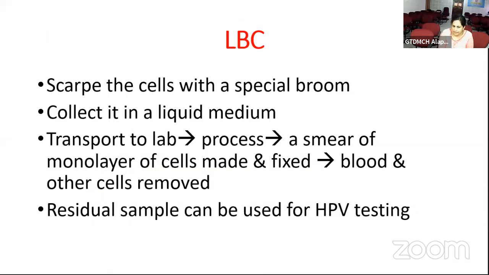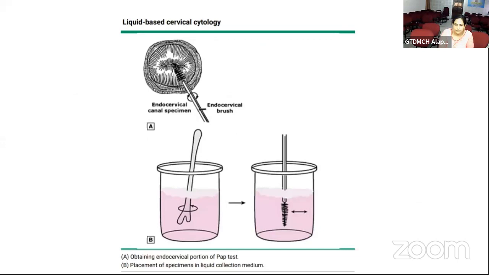Liquid-based cytology: scrape the cells with a spiral probe, collect it in a liquid medium, transport to the lab, process, a smear of monolayer cells is made and fixed, and blood and other cells are removed. The residual sample can be used for human papillomavirus testing, so it can be used in co-testing. This is a broom, collecting the cervical canal specimen.